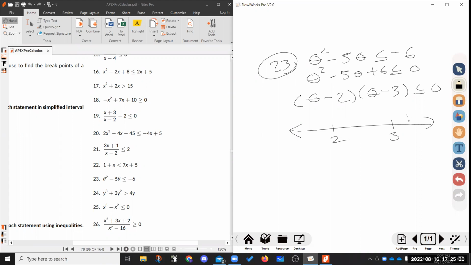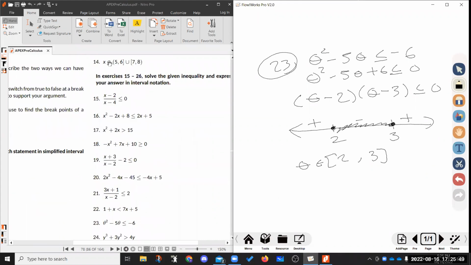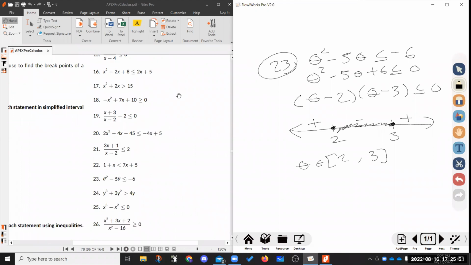So this is going to be plus, minus, plus. I said or equal to, so those can be included. And we want less than or equal to, so we are there from 2 to 3. You're allowed to put theta as an element of if you would like to, or x as an element of, like they had done up here. That's what that little e means, is an element of.